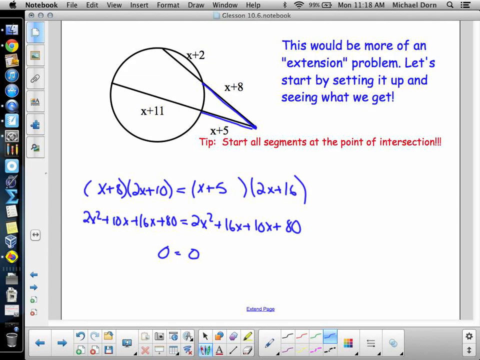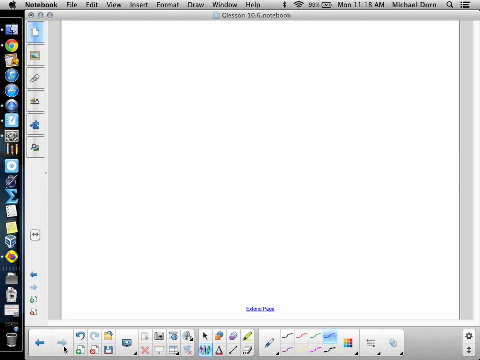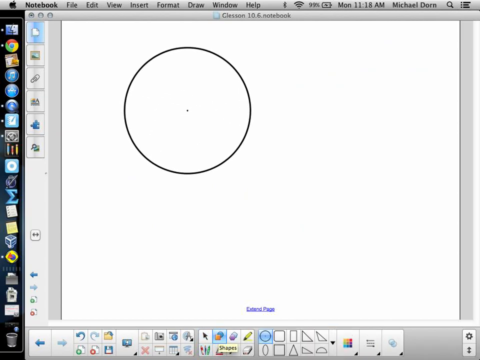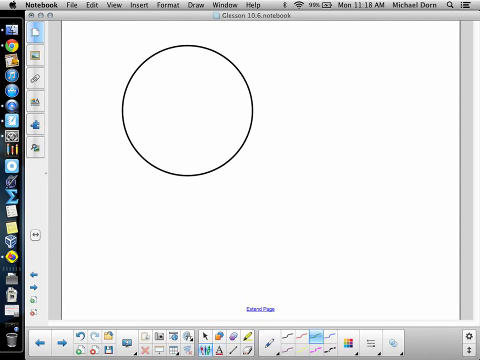So we get 0 equals 0. That means we can put any value of x in and get a valid solution. It's a little unusual. But again, like we say, it's like an extension problem. Let's set up a couple more just for fun. Again, these are just good practice problems. And they might give us nice answers, they might not.